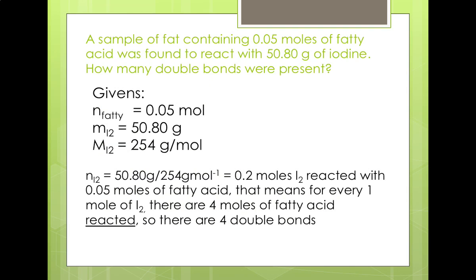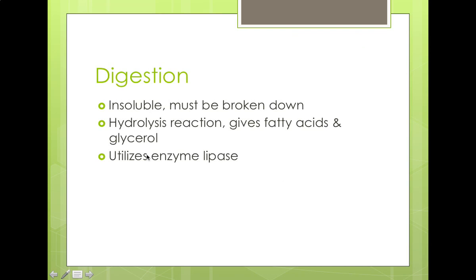So let's say that we have a sample of fat that contains 0.05 moles of fatty acid and that it reacts with 50.0 grams of iodine. We want to know how many double bonds were present. That iodine there, that's an I2. So we're thinking of I2, not just one iodine, which is why the molar mass, that's the big M there, the molar mass of the I2 is 254, not half of that. Oops.